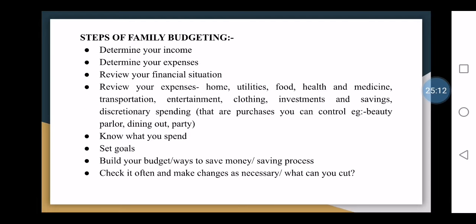So let us see what the steps of family budgeting are. With this, we are going to finish family budgeting. So what are the various steps? There is no need for me to teach you family budgeting, because you are all part of a family. You are adolescents, and moreover you are going to be adults. You have all seen how your father and mother do the family budgeting. Or at least you should know better when you start a family how you can do the family budgeting. The first thing is to determine your income.